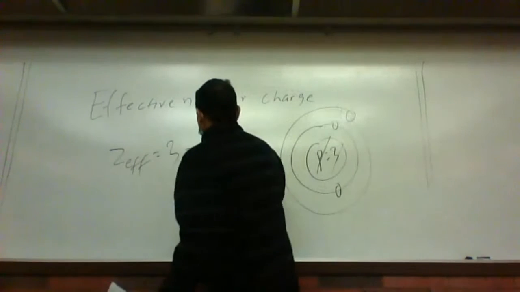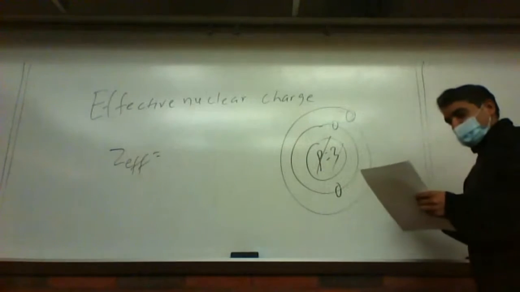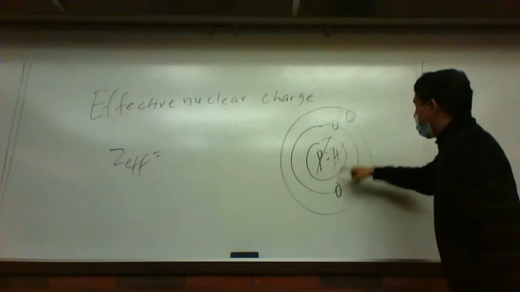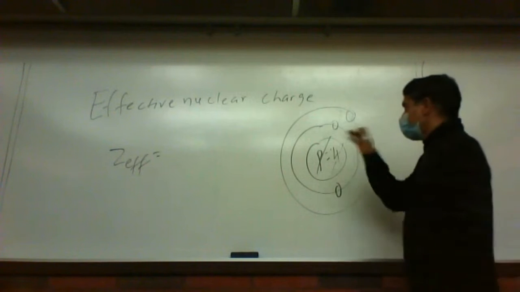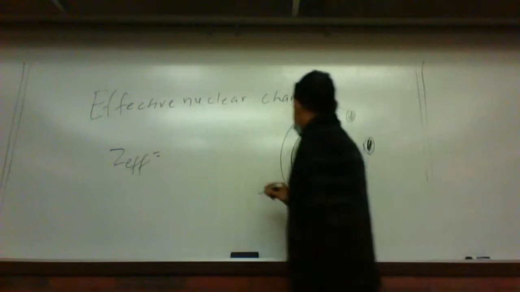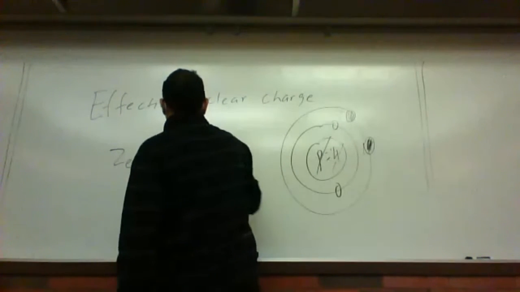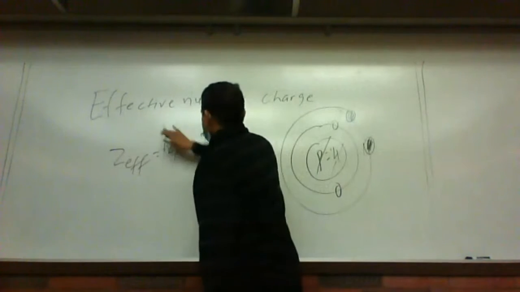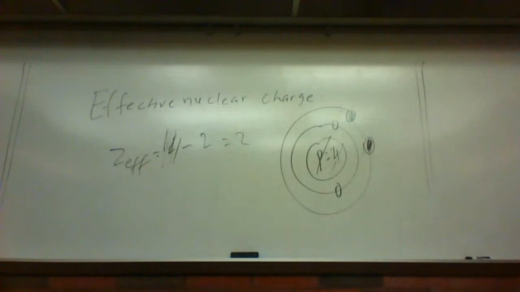Now let's look at beryllium. Hydrogen, helium, lithium, beryllium. Beryllium is 4. So there are 4 protons here. Inside are 2 electrons, outside are 2 electrons, 4 electrons and 4 protons, right? Now, what is the effective nuclear force experienced by these 2 electrons? The number of protons is 4 minus the number of inner electrons, 2. So that is 2 units of force. So the force experienced by the outermost electron is 2.